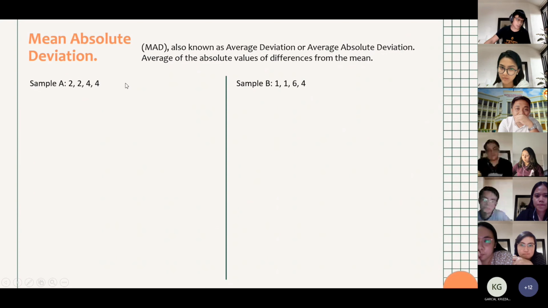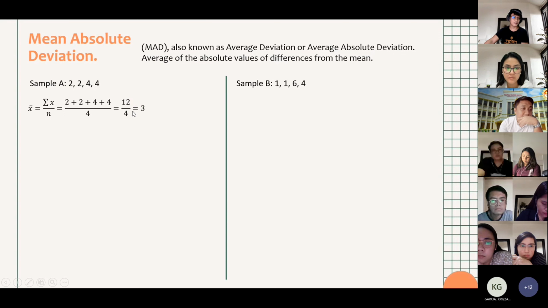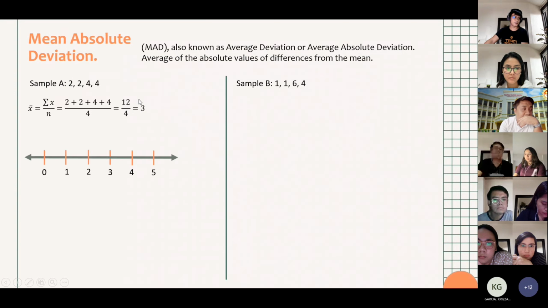So dito muna tayo sa first data. So first sample muna tayo. So first thing that we're going to do is to find the mean of our data. So 2 plus 2 plus 4 plus 4 is equals to 12 divided by the number of data, which is 4, is equals to 3. So 3 is our mean for this example. Okay? So pag ginraph natin to, we have the numbers of 2, given data of 2. So isa pang 2, then 4, another 4, and this is our mean, which is 3.